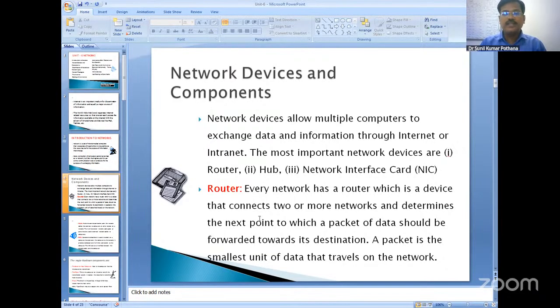Let us look at the details about the router. Every network has a router, which is a device that connects two or more networks and determines the next point to which a packet of data should be forwarded towards its destination. A packet is the smallest unit of data that travels on the network.